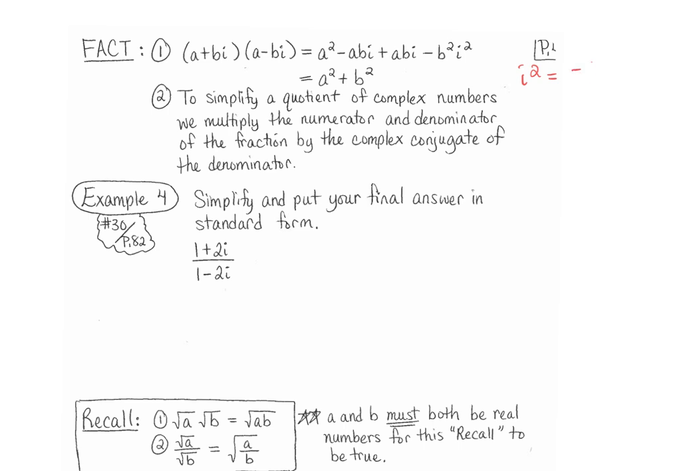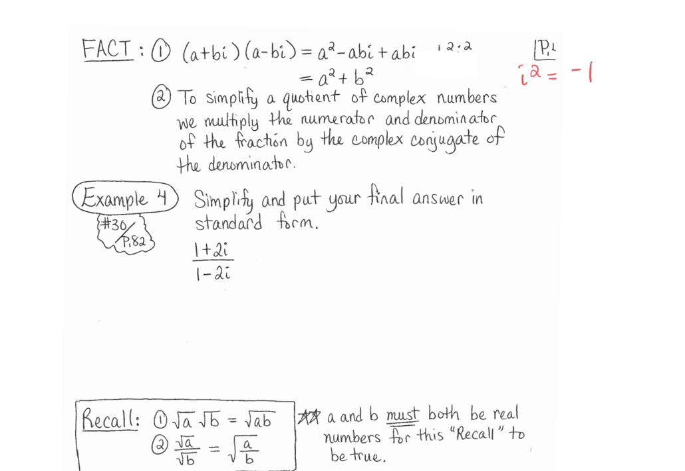No parentheses needed. It's just negative 1, right? So where you have b squared i squared, that becomes b squared times negative 1, but you already have a negative out here, so that changes to a positive. So that's equal to a squared plus b squared, which is just a real number. To simplify a quotient of complex numbers, we multiply the numerator and denominator of the fraction by the complex conjugate of the denominator. So quotient and fraction mean the same thing.